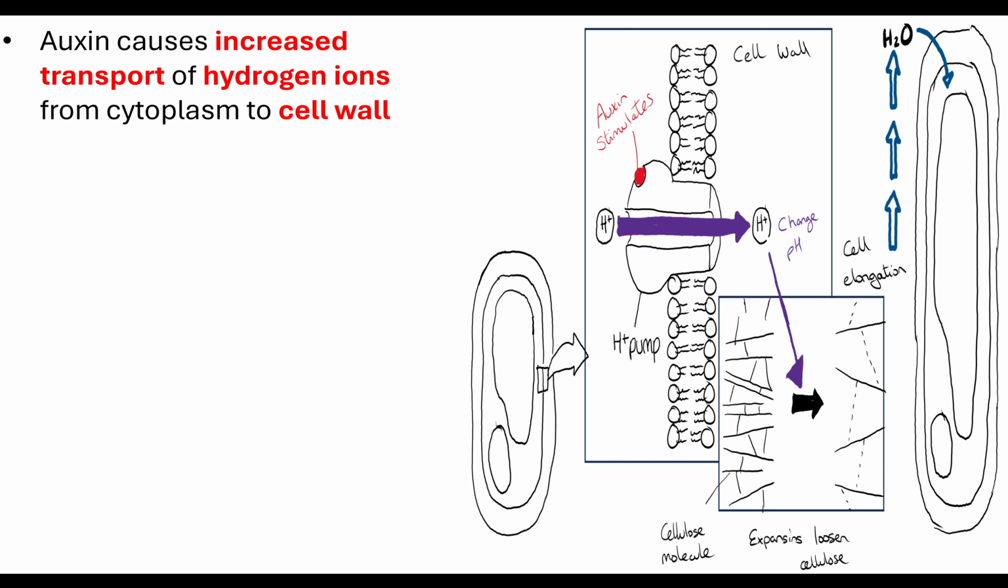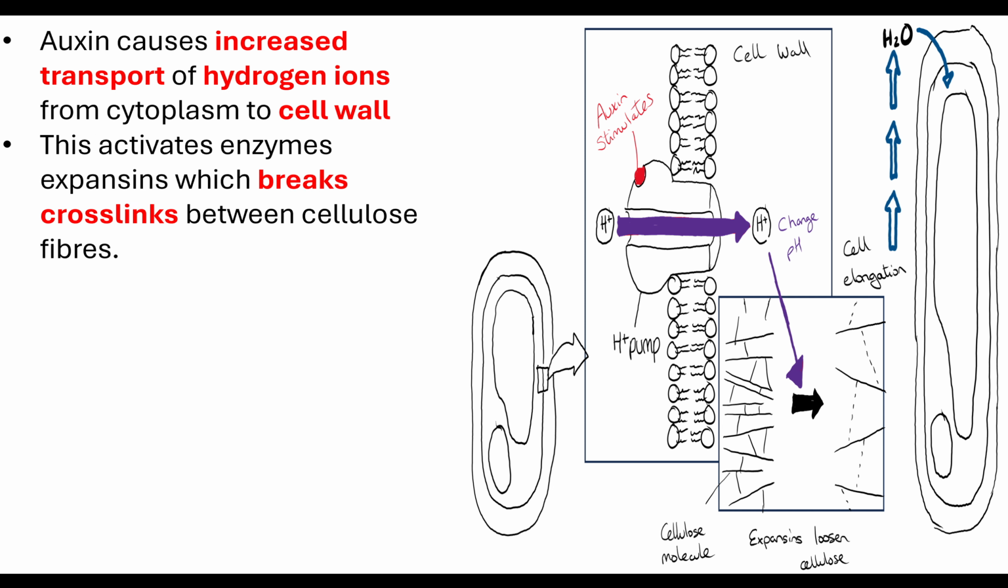What auxin does is cause the cells to increase the transport of hydrogen ions from the cytoplasm into the cell wall. That's going to change the pH, and that's going to activate enzymes called expansins, which are going to be useful in breaking these crosslinks between these cellulose fibers. That makes the cell wall very flexible, so it increases the plasticity of the cell wall. What that then means is this cell is now able to take water in by osmosis.